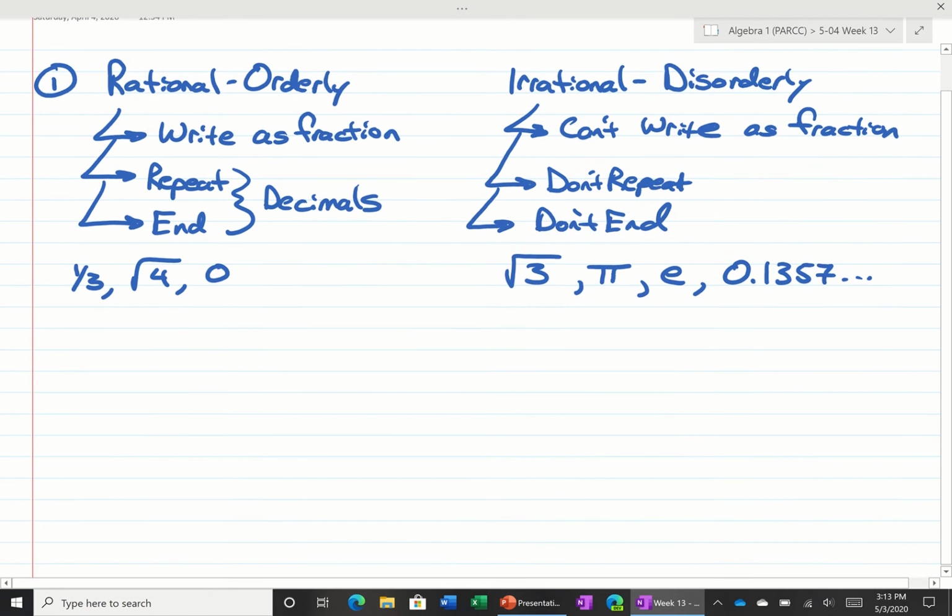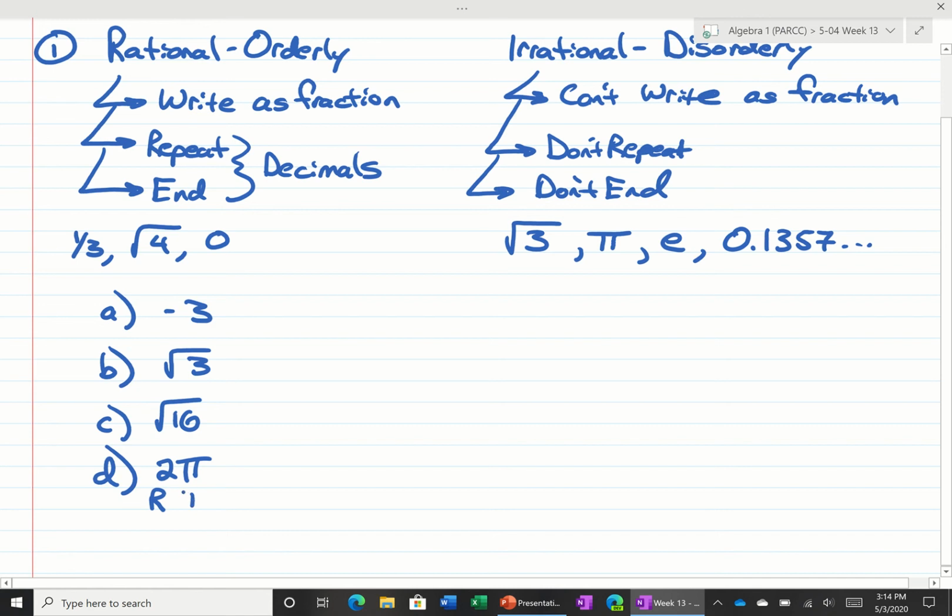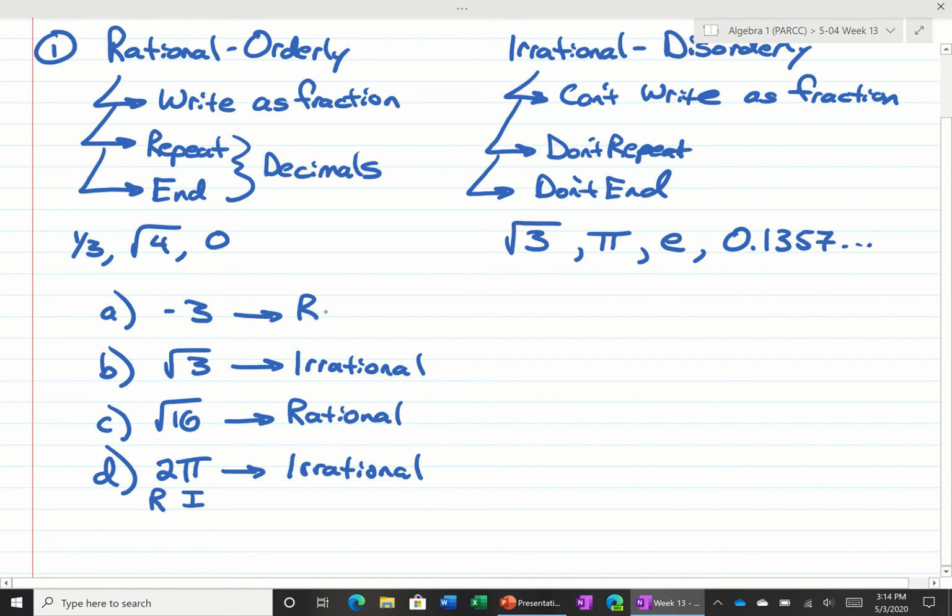So if we take a look at our options, classify the following as rational or irrational. We have -3. We have the square root of 3, the square root of 16, and 2 pi. Now, anytime you multiply a rational number by an irrational number, you always get an irrational number. We talked about the square root of 3 as an imperfect square root, so we call that irrational. Square root of 16 is a perfect root, so we call that a rational number. And -3 would also be considered a rational number.